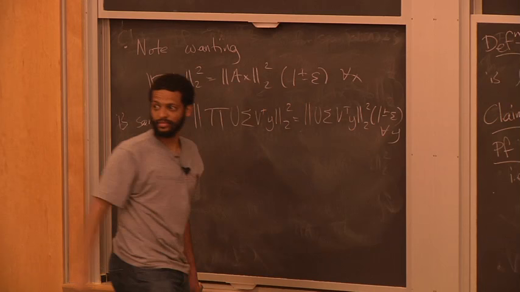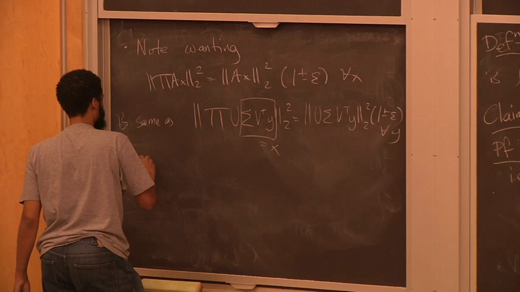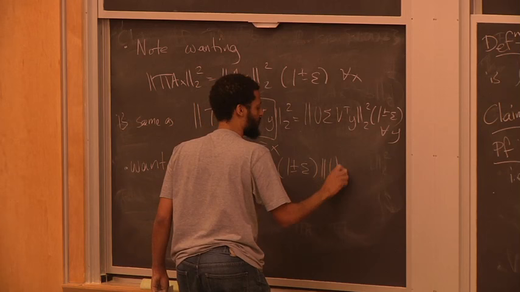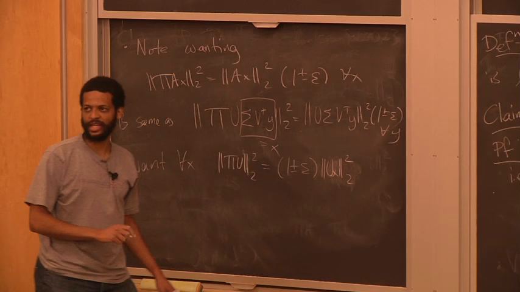So let me just call this x. What we actually want is that for all x, the L2 norm squared of Pi U x is equal to 1 plus or minus epsilon times the L2 norm squared of U x. But U x has the same norm as x, so this is the same thing as 1 plus or minus epsilon times the norm of x squared.